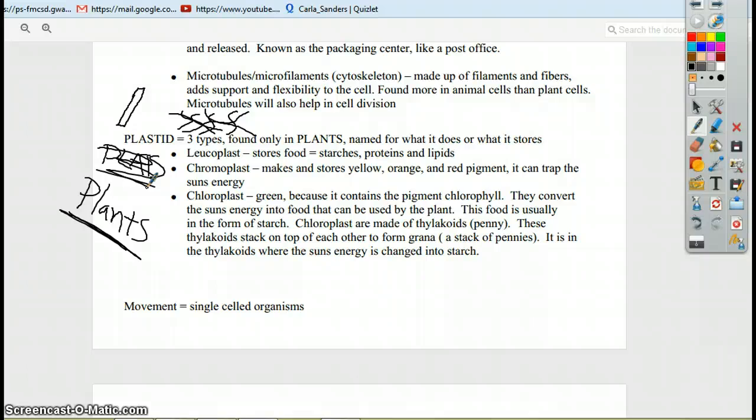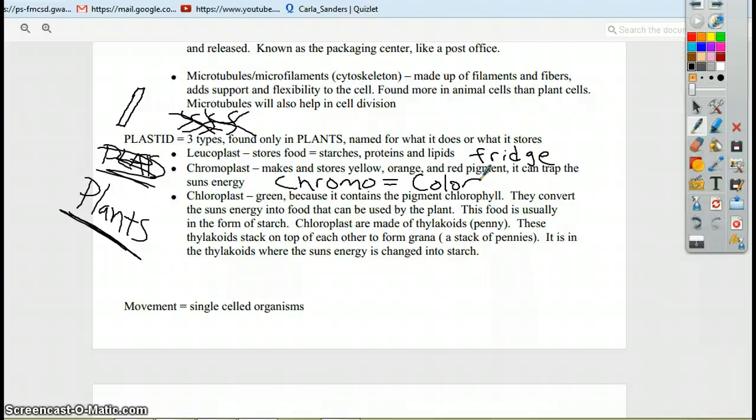The leucoplast's job is to store starches, proteins, and lipids. It's like your refrigerator. Chromoplast stores color. You will see its function in a couple of weeks when all of our green trees turn red, yellow, and orange. Chromo means color. This summer you saw it in the flowers. You saw it in tomatoes, the tomatoes being red, or peppers turning red. That is the chromoplast that you are now seeing.